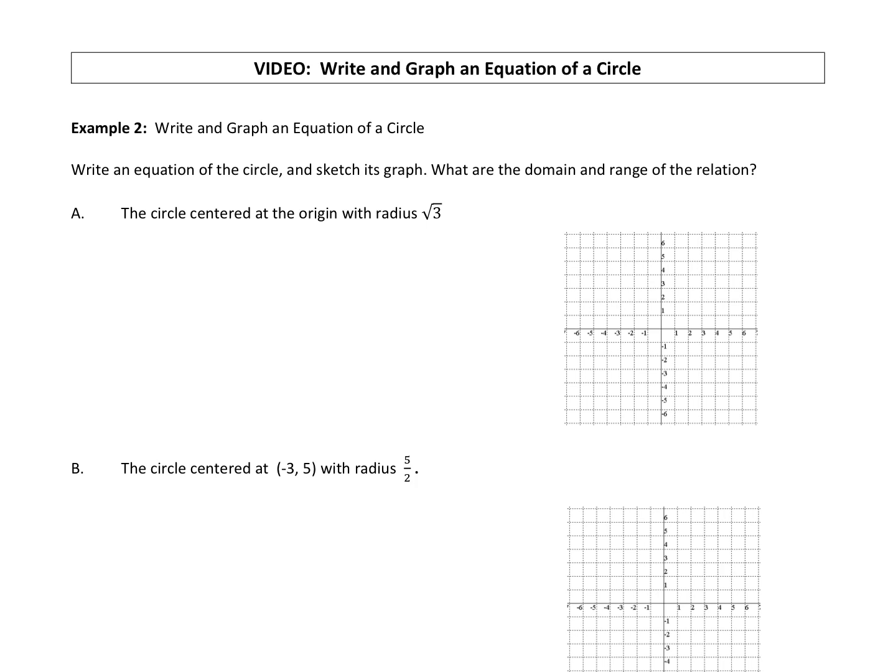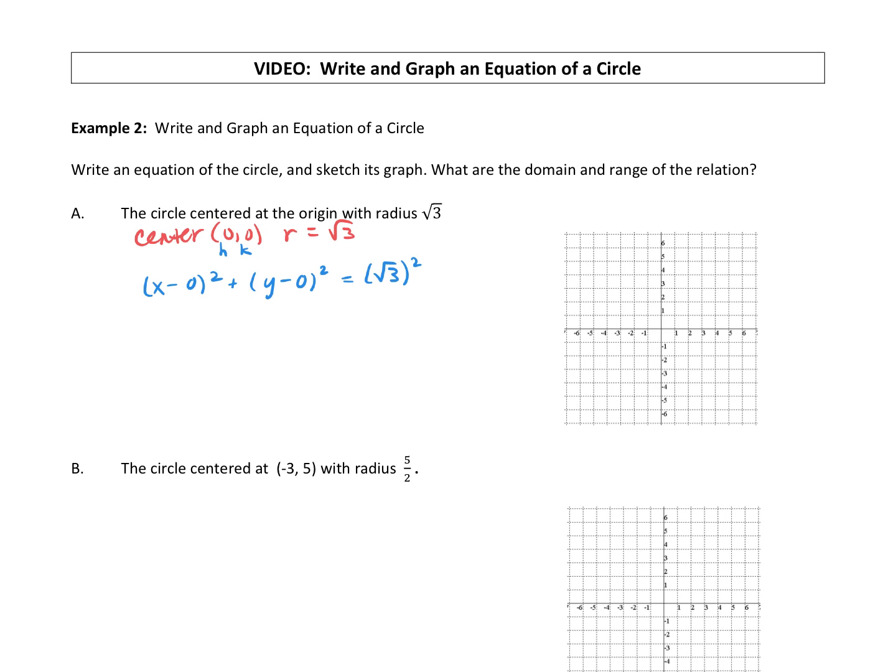All right, part A. The circle centered at the origin with radius square root of 3. So the center of our circle is 0, 0. The radius is equal to square root of 3. So that center is our h and our k. We're going to go right into our equation, (x minus h) squared plus (y minus k) squared. I plugged in the zeros for h and k, equals your radius, square root of 3, squared.